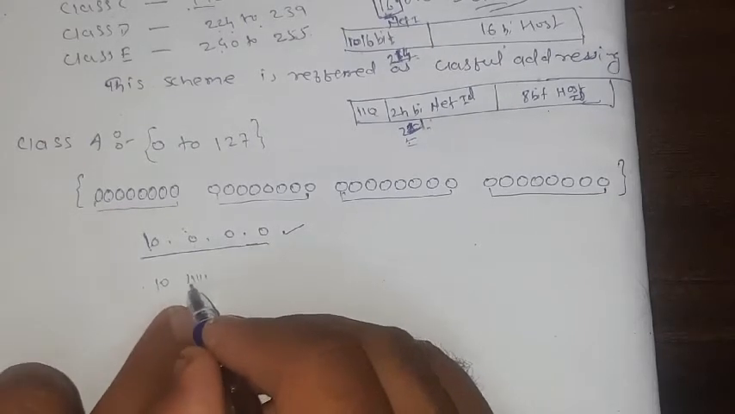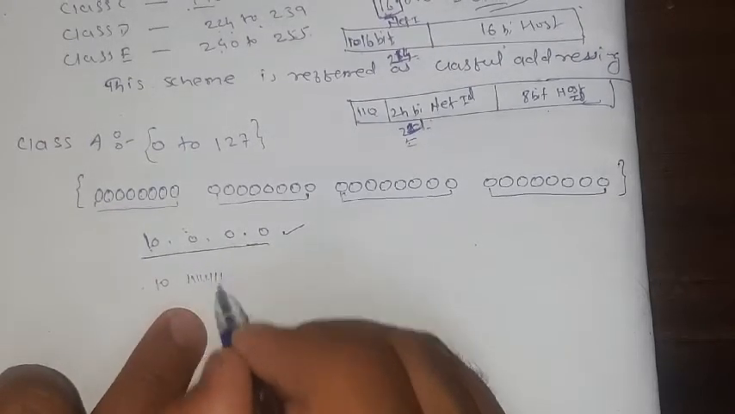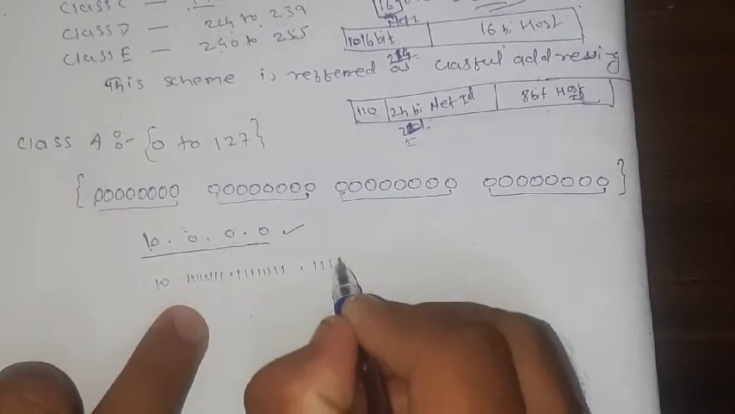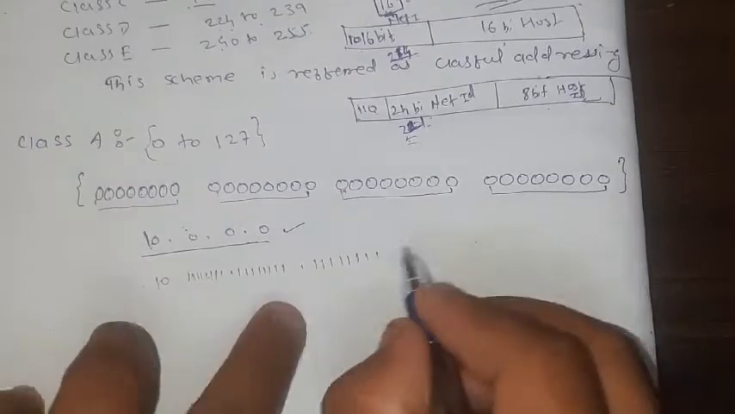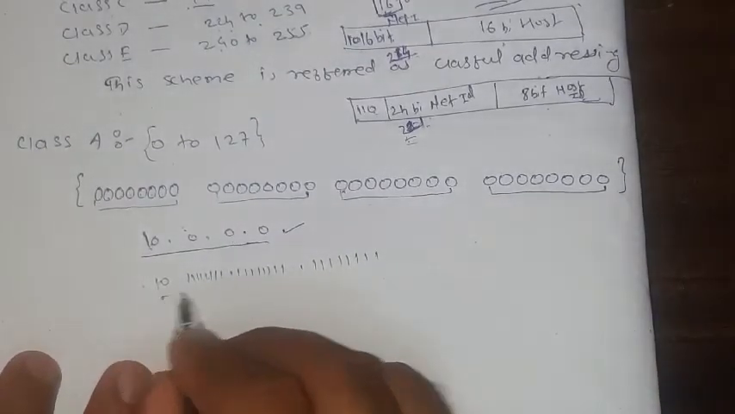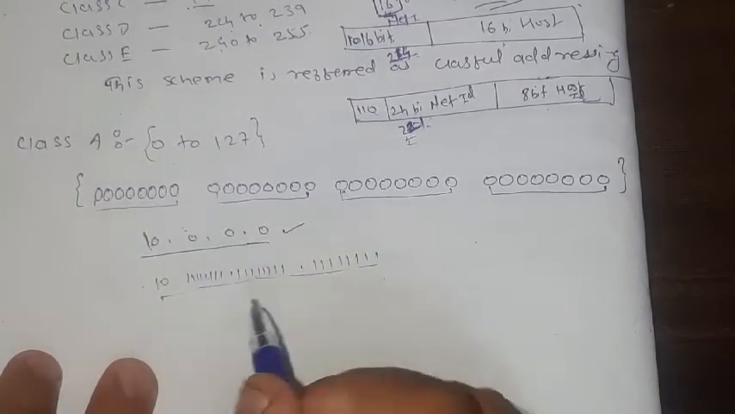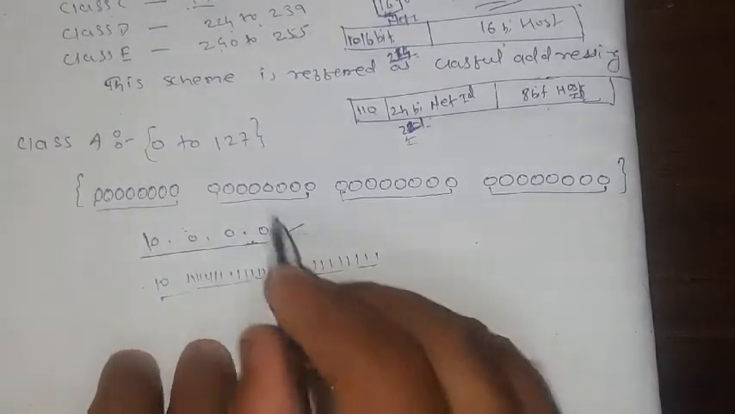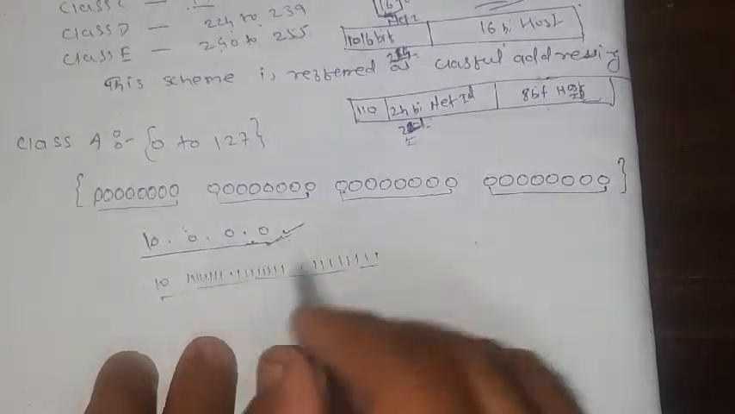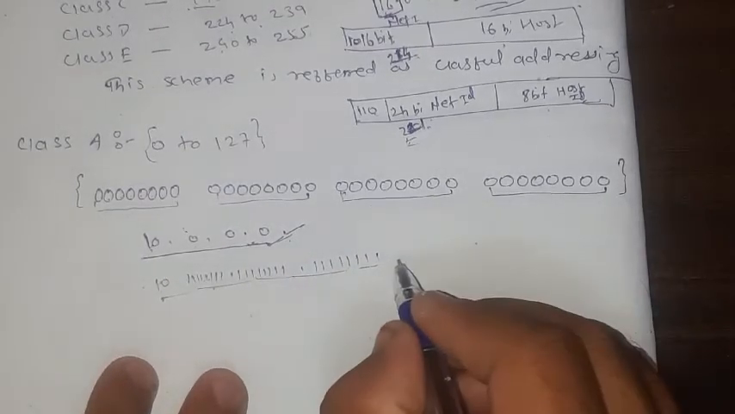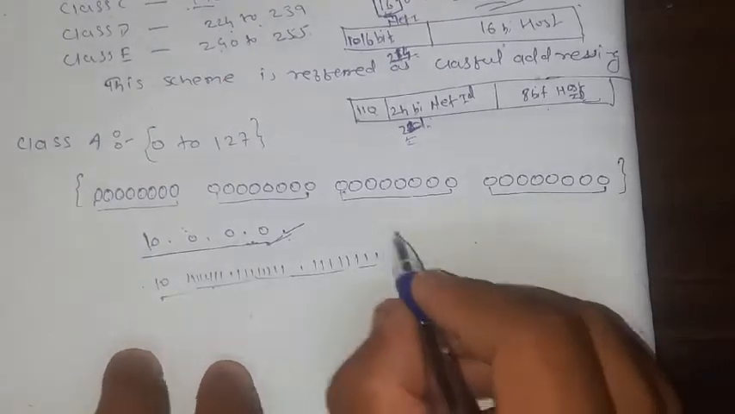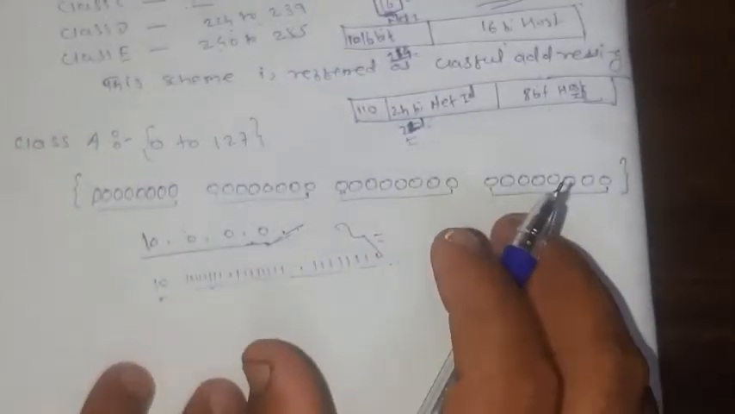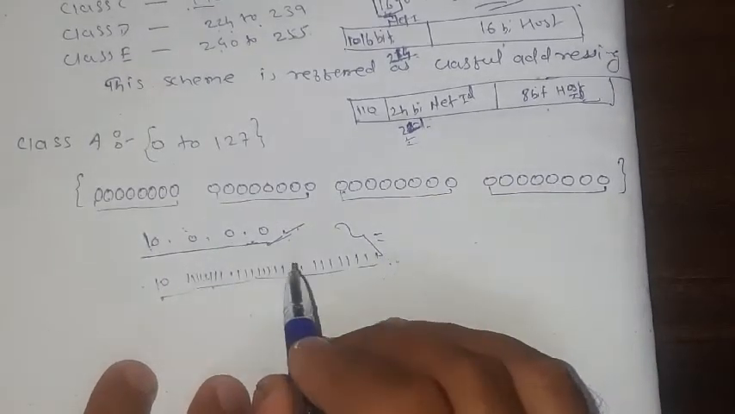1 2 3 4 5 6 7 8, 1 2 3 4 5 6 7 8, 1 2 3 4 5 6 7 8. Okay, this is the highest and the last IP address from the class A category. So here this is reserved for the network provider, and this one is for the mask address. So these two addresses are not given to any host. Okay, so please keep it in note.